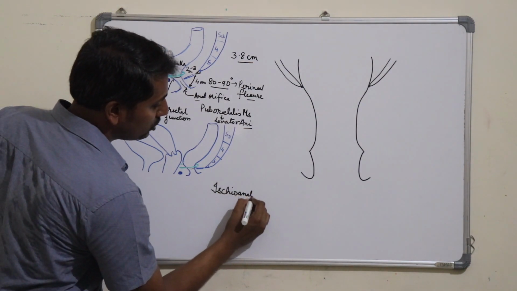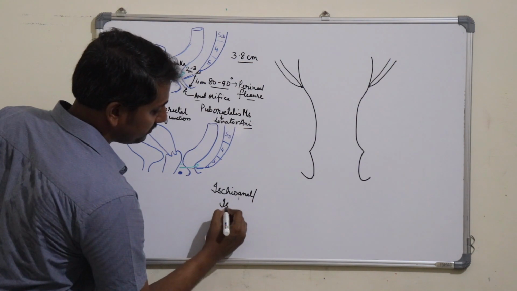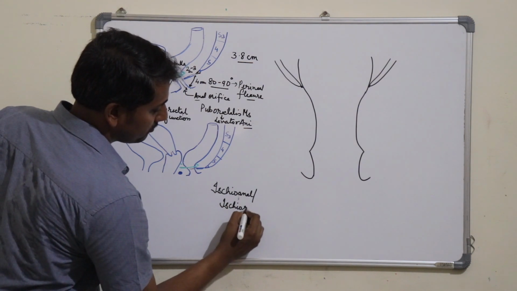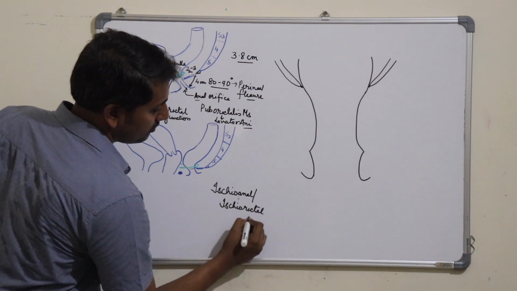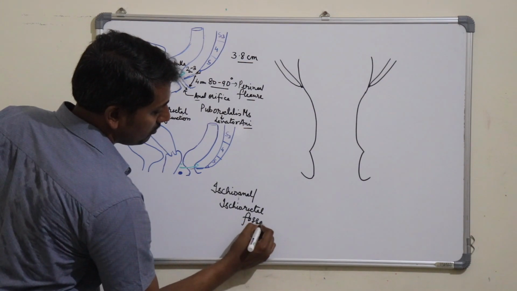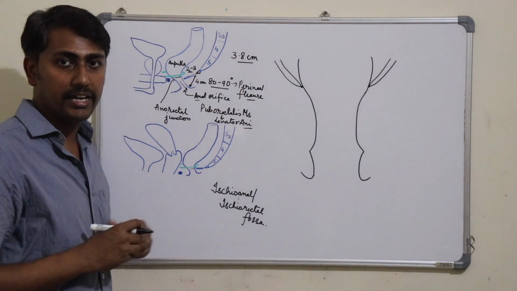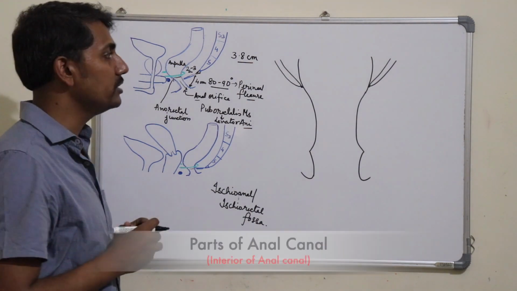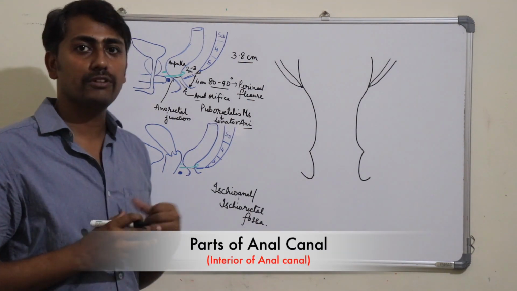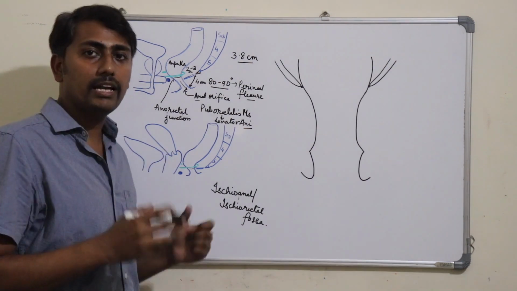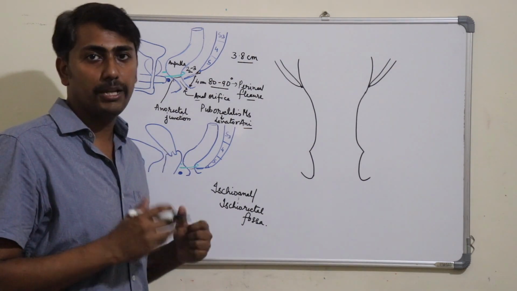or ischiorectal fossa. Okay? So these were the relations of the anal canal. Now we will look at the various parts of the anal canal. The anal canal is divided into three parts.